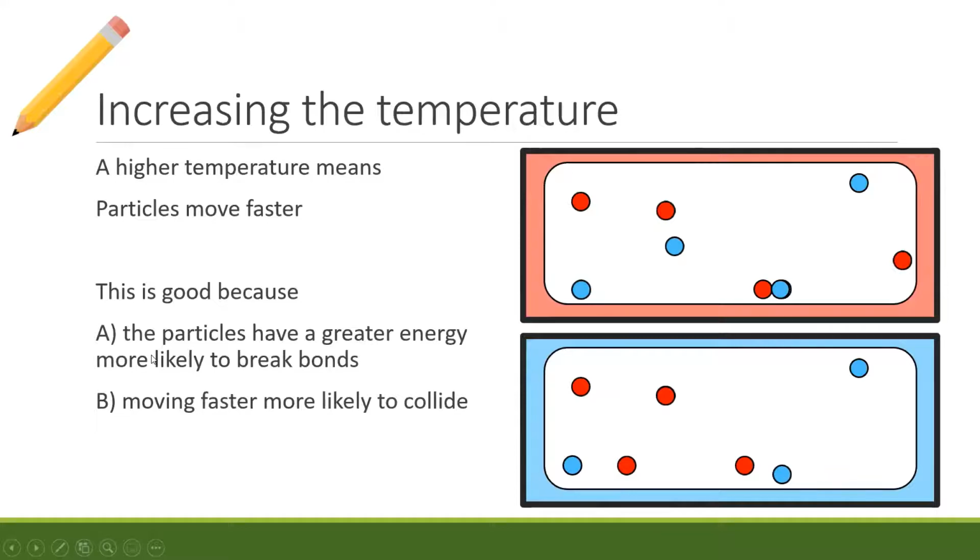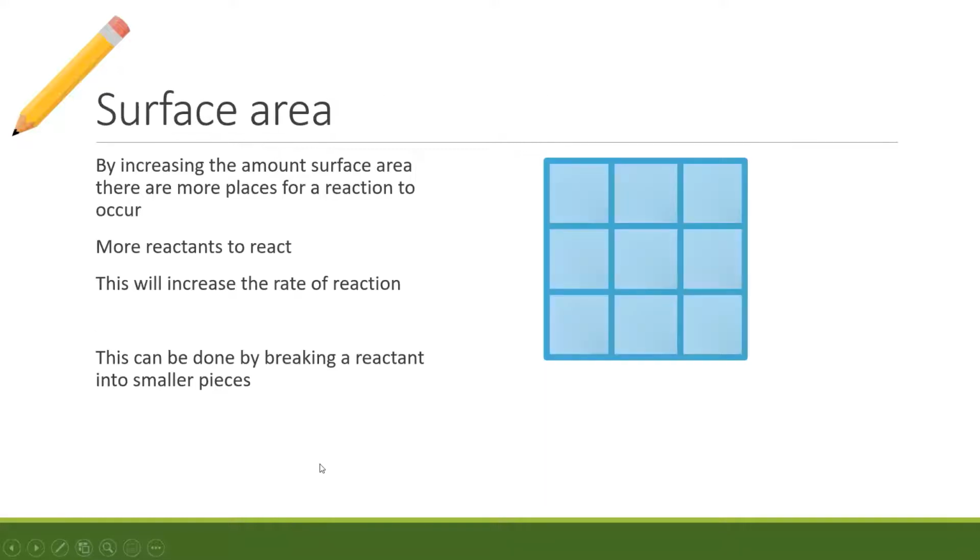That's why when you want your bread to rise, you put it in the oven, because it makes it hot and that chemical reaction happens faster. So that's why temperature is a great way to speed up chemical reactions.